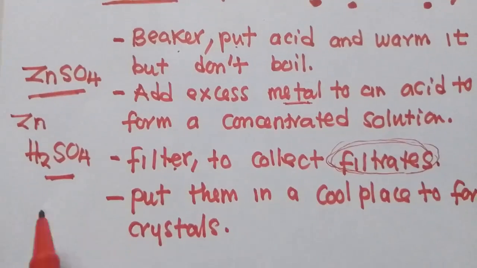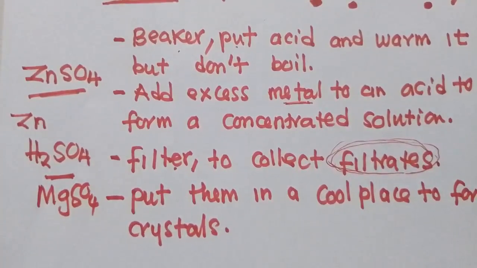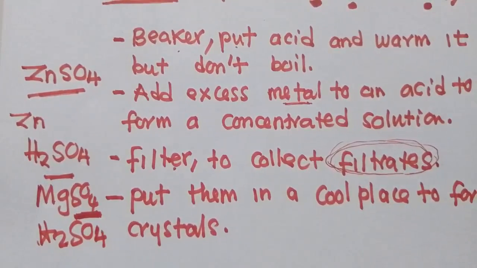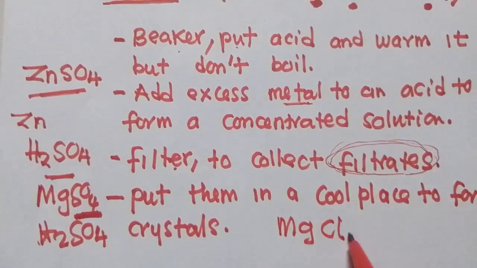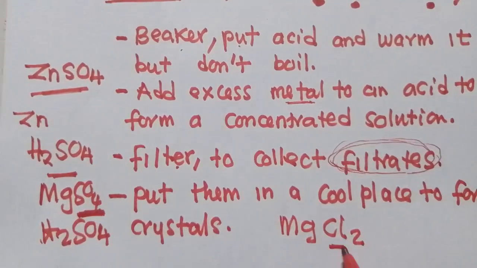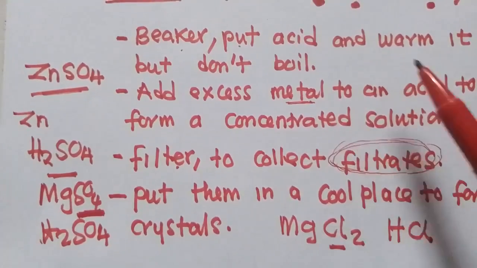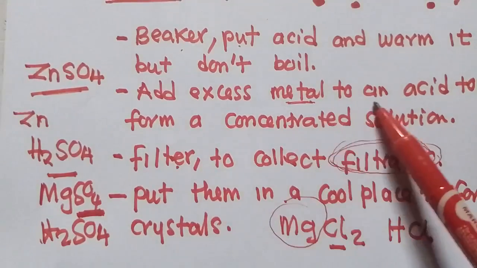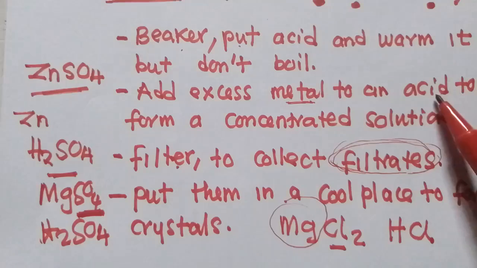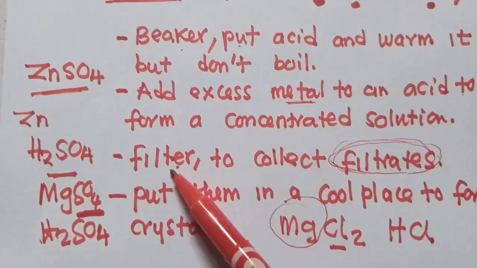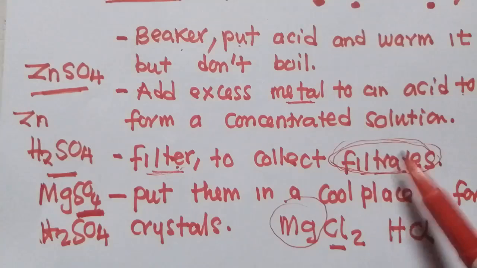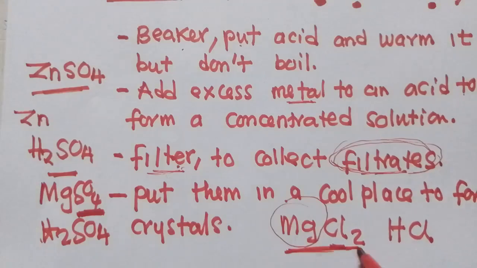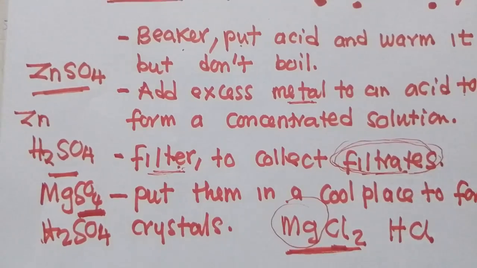Even if you are dealing with magnesium sulfate, you use sulfuric acid. Let's say you are dealing with magnesium chloride. Which acid are you going to use? Hydrochloric acid. Just follow the same steps. Put the hydrochloric acid into the beaker. Warm it, but don't boil. Add excess magnesium to the dilute acid to form a concentrated solution. Then you filter to collect the filtrates. After you get those filtrates, you put them in a cool place so that the crystals of the salt you are preparing can be formed. This is what you need to know and understand.